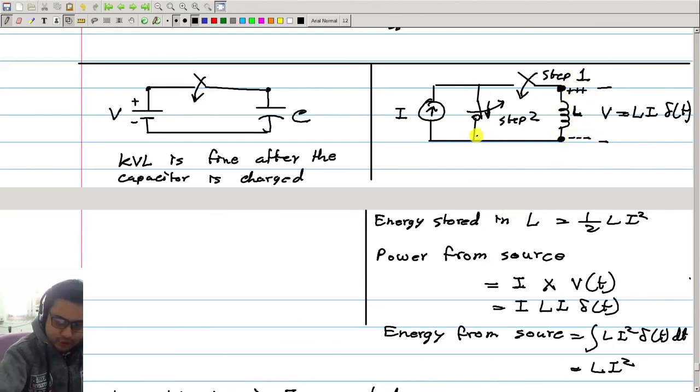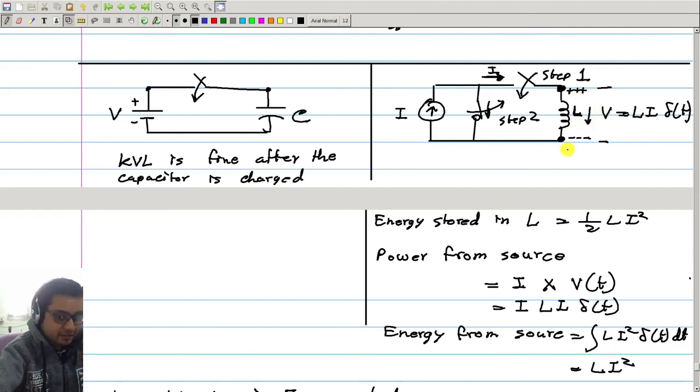You can think in this way: the moment you open this switch, current is not able to go through this switch. So the current will definitely go in this direction. So I amount of current is going in this direction, but here current cannot increase suddenly. It will take some time. So here less amount of current is going.